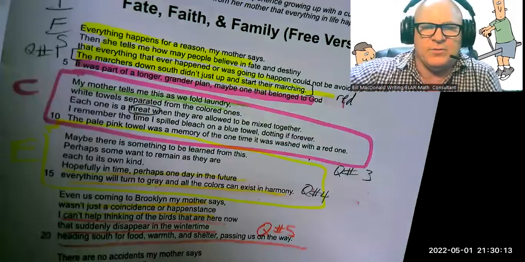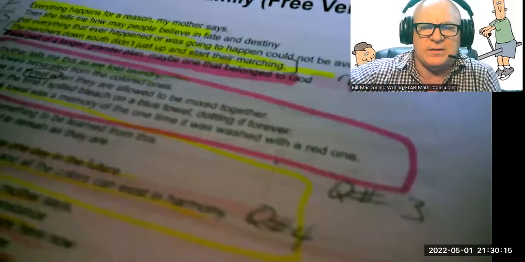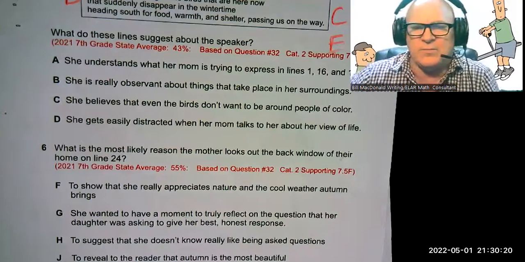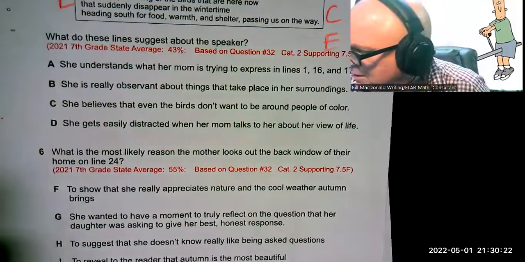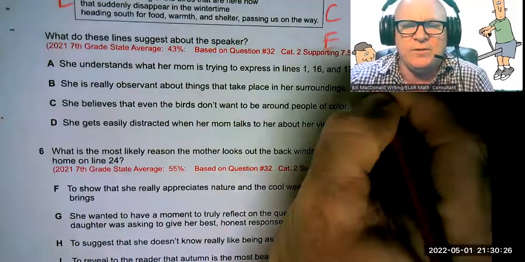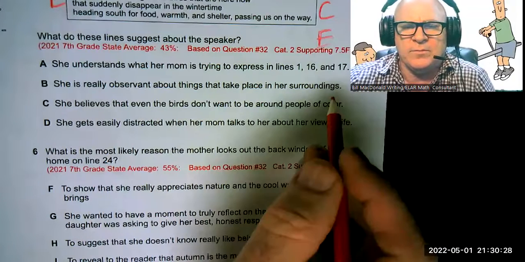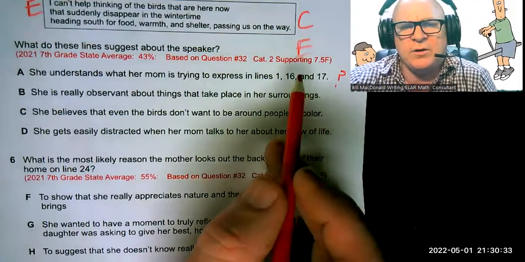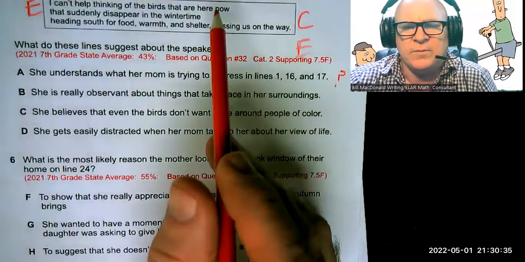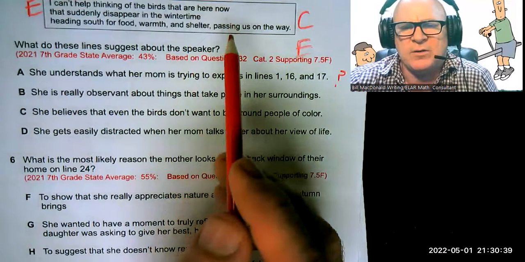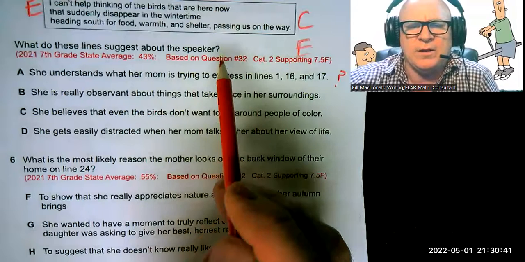Now, we look and see if that fits with letter A. Yes, because of her mom saying that everything happens for a reason, that even us moving to Brooklyn, how does that connect with the birds moving south? Well, we're migrating to Brooklyn, the birds are migrating south. So I think that could be an answer.